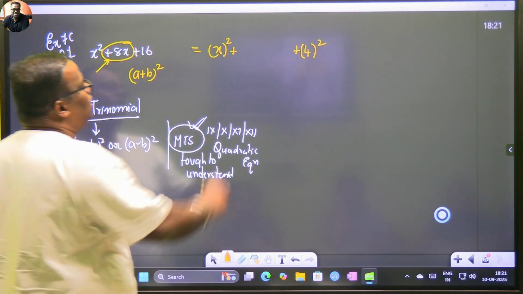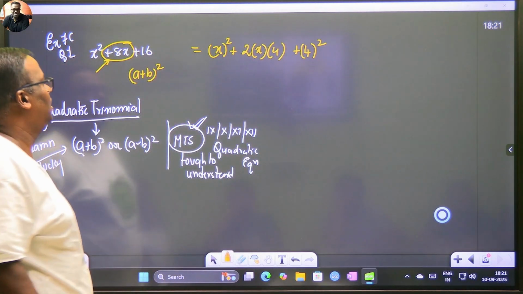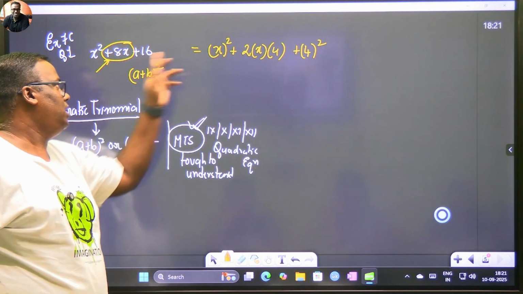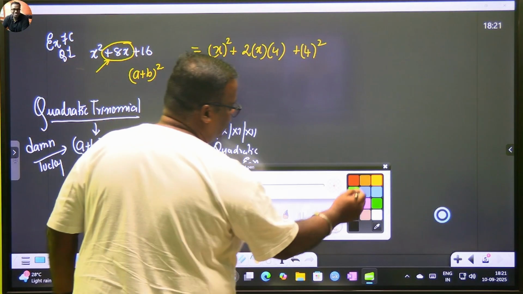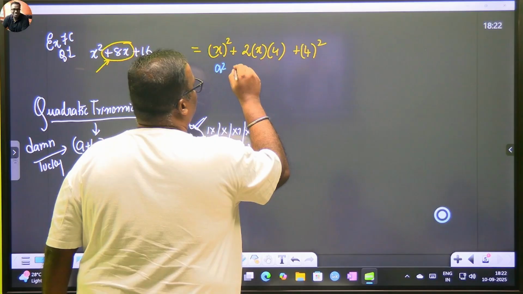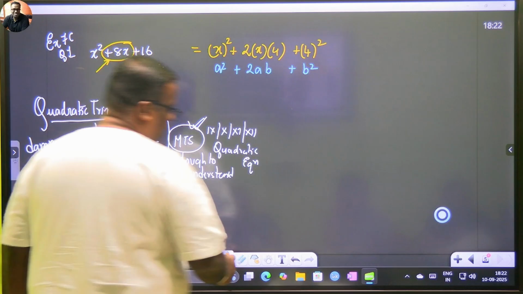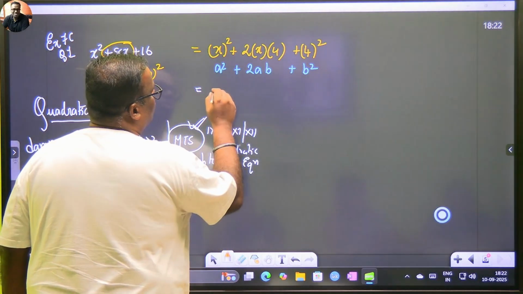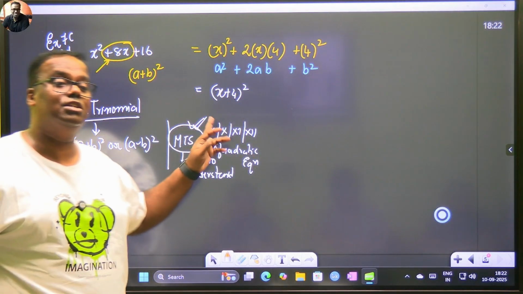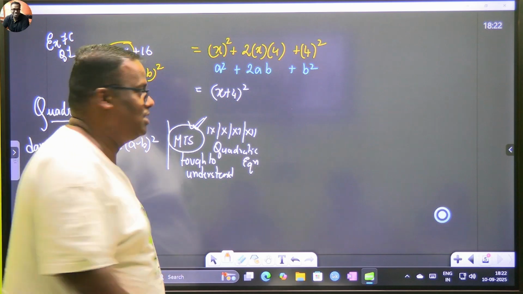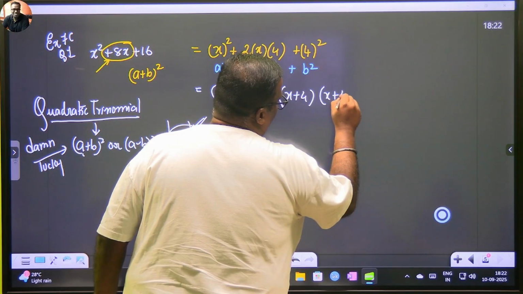And in between we have 2ab. 2 into a into b. Now check: x square, 4 square, 16. 2 into 4, 8, 8x. Our steps are correct. That means in the back of your mind, what did you do right now? You did a square, you did 2ab, and you did b square. So what does this land up in? This lands up in a plus b whole square, which should be x plus 4 whole square. But if you write like this, in factorization, your answer is wrong. You're supposed to show factors. So you have one more step, which is x plus 4 multiplied by another x plus 4.